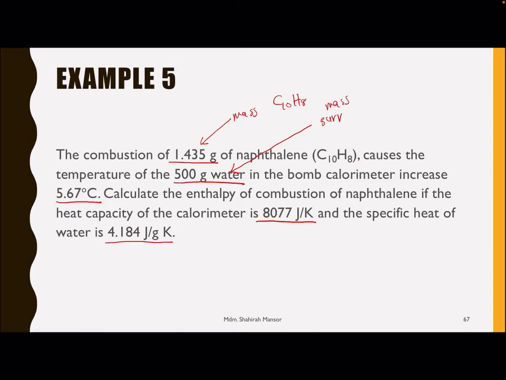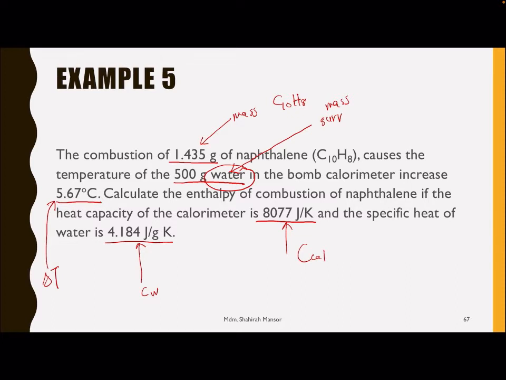Okay, and then it is mentioned that this experiment is done in the bomb calorimeter. So this value is the delta T. Heat capacity of calorimeter, so here we have the capital C of calorimeter, and specific heat of water. So here is the small c of water, the specific heat capacity of the water. Okay, now in this question, what will be our surrounding? We have water.